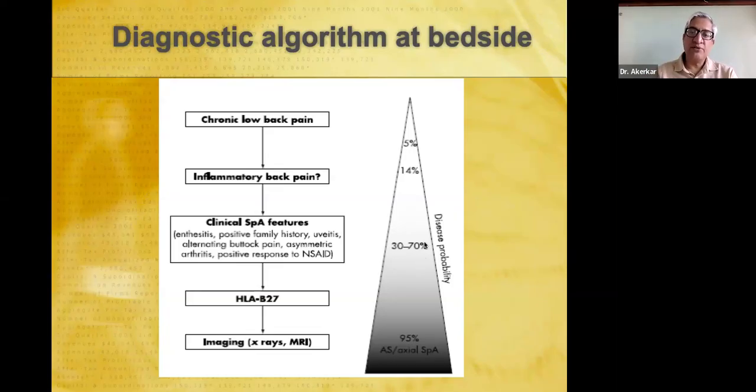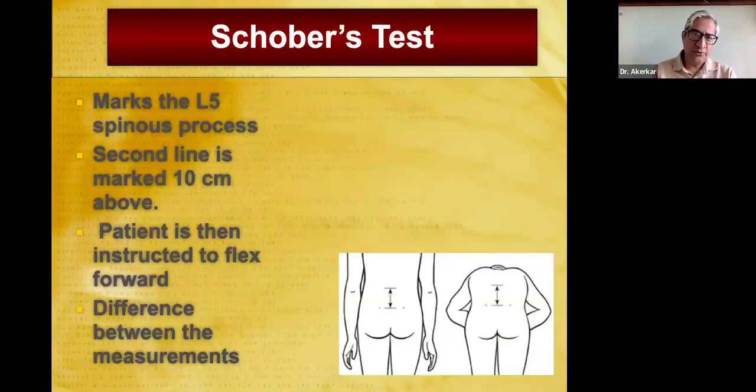The probability of diagnosis moves to 30 to 70%. Then comes HLA-B27, and then comes imaging. We'll have a look at these also. So how do we examine these patients now?